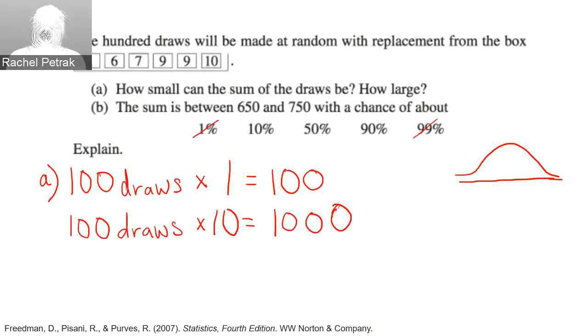How do I know that? Right now, I'm just using logic. If I know that the edges are 100 and 1,000, then the middle has got to be somewhere in the middle. And since this box is a 1, 6, 7, 9, 9, I know it's probably around these scores. But again, we're going to do some math here.